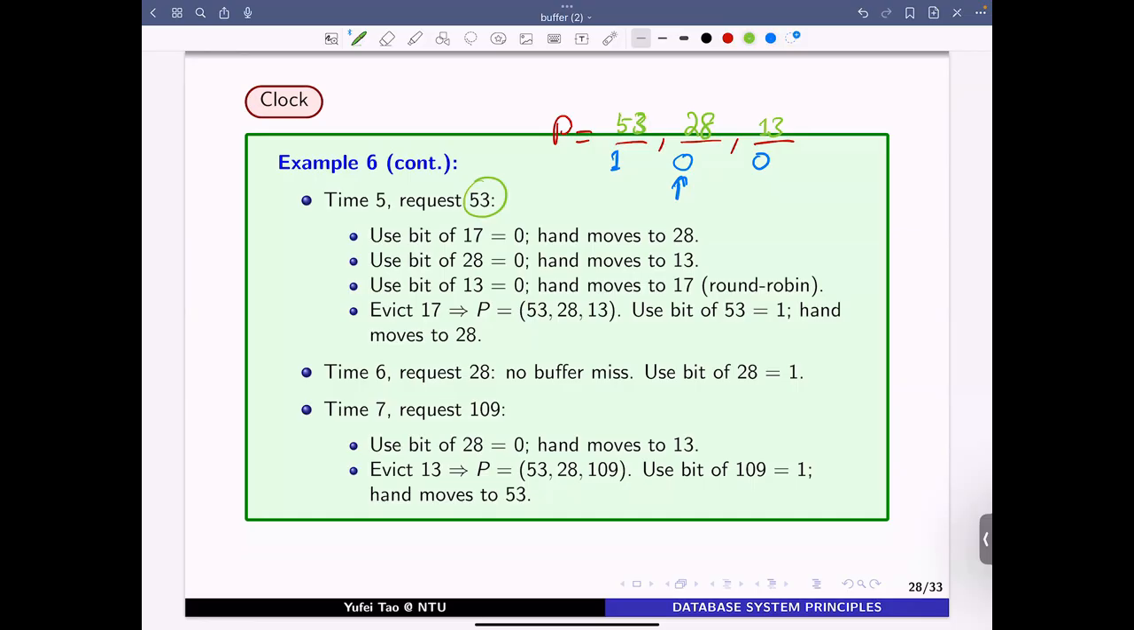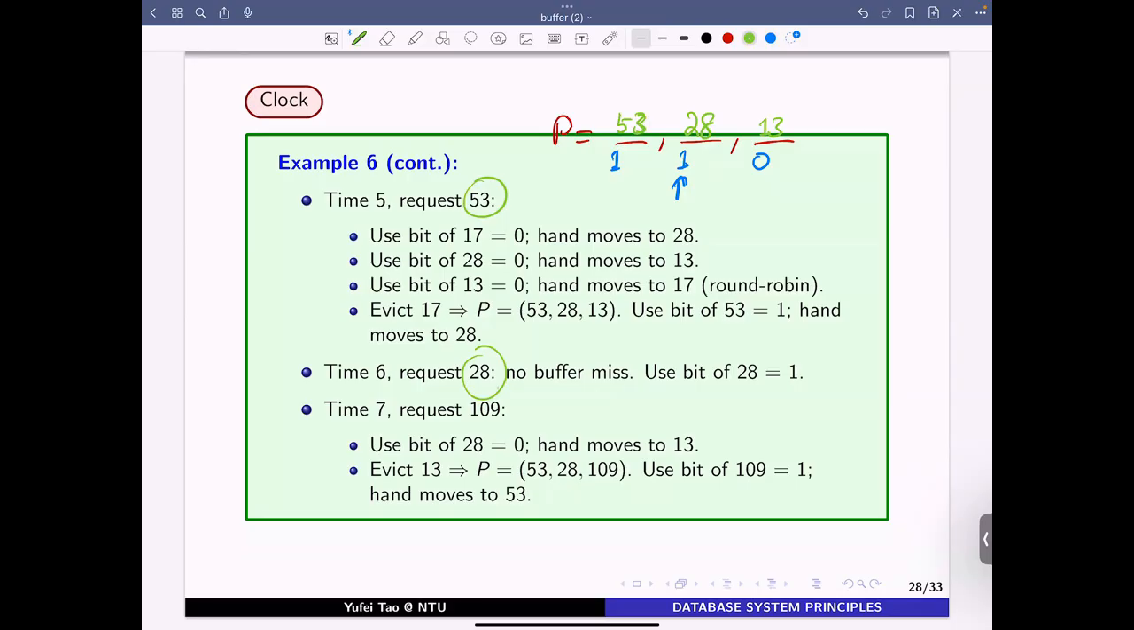The next one is 28, so that's a request. Good. So 28 really needs this. Why? Because 28 is in some sort of danger, because this is the frame that the hand points to, and also 28, as you can see, its bit is currently 0. So that's a dangerous sign. What you want to do is switch this from 0 to 1 because we just used it. So this really comes to rescue. But you don't move the hand. Remember, you move the hand only if you want to empty something.